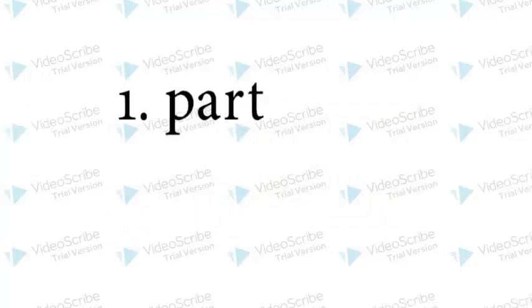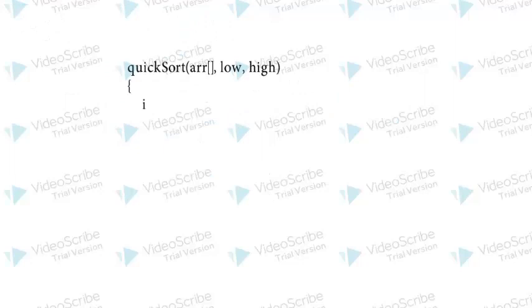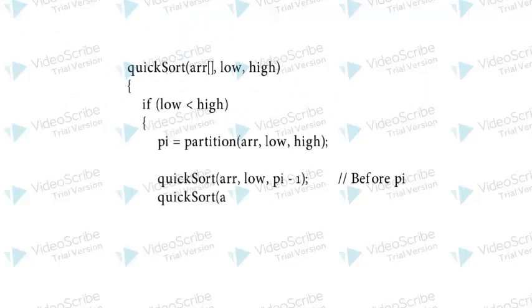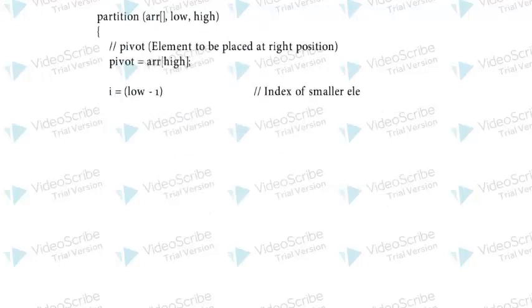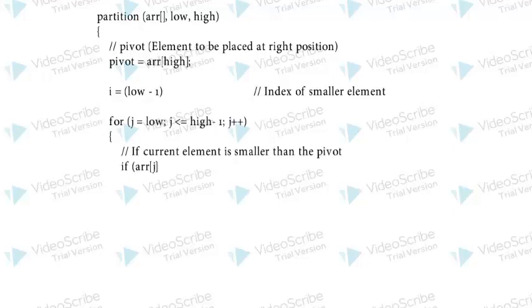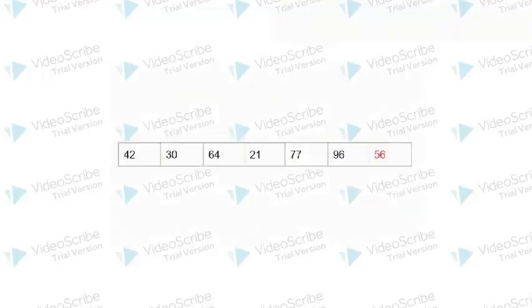Quicksort has two functions, the partition function and the sort function itself. I will show you the quicksort in which the leftmost element is the pivot. What the partition method does is take the leftmost element of the array and traverse through the whole array and fit it into the position where it belongs.